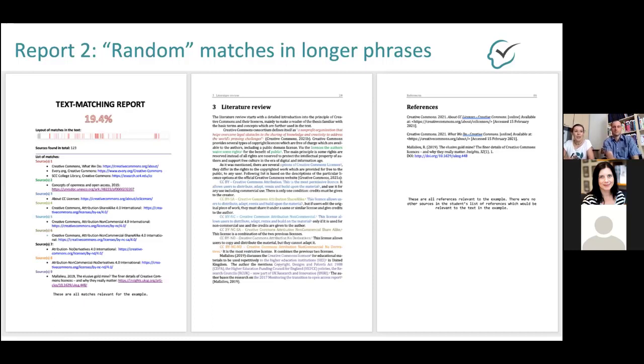Is there anything else you would like to tell us about these reports, or how difficult it was for you to find out what was plagiarism and what was not?